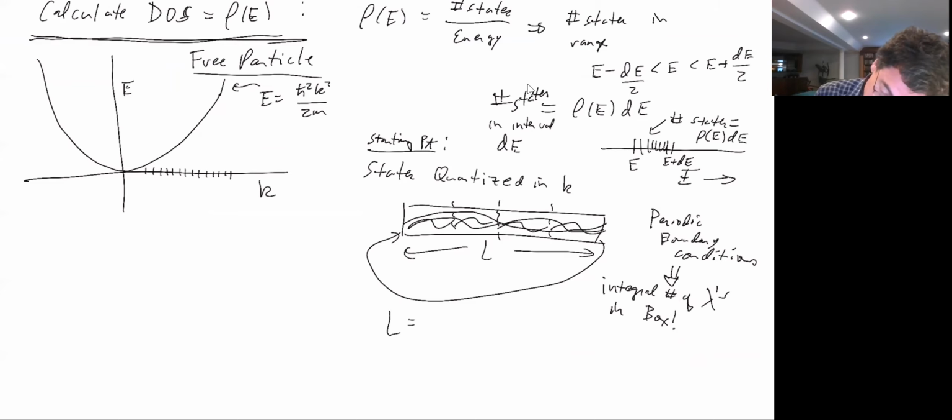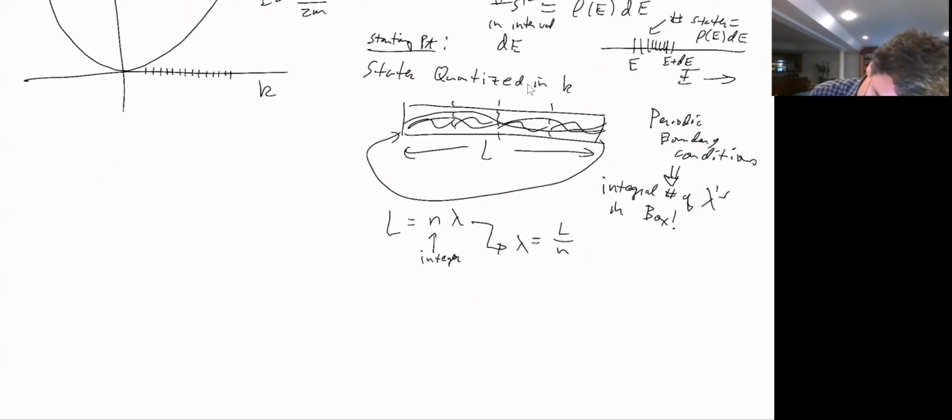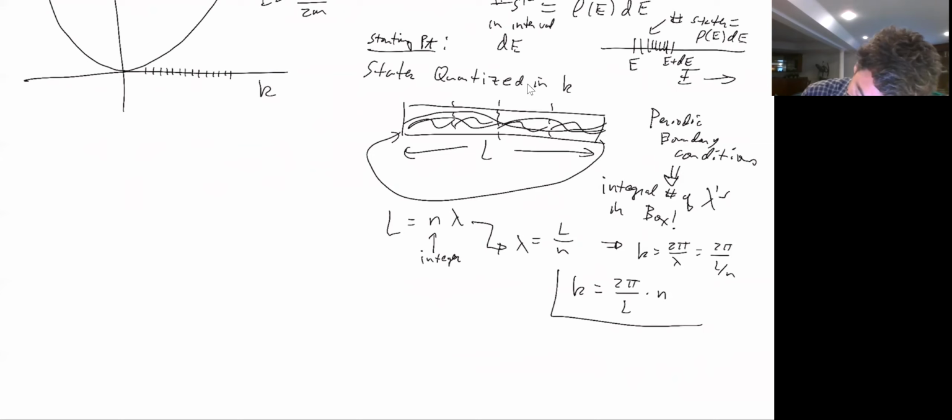if I take the length of the box, then it equals an integral number of wavelengths. That's an integer. And so that means then that lambda is equal to L over N. But if lambda is L over N, we know then that K is 2 pi over lambda. So that's going to be 2 pi over L over N. So that means that K is equal to 2 pi over L times N. And hence, K is quantized. Here it is. I just derived it, quantized.